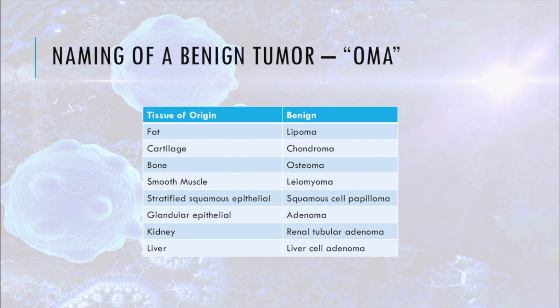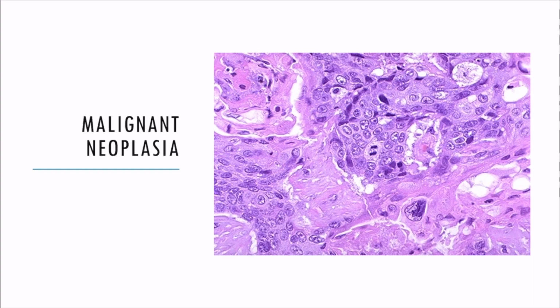So the tumor is named by the tissue of origin. And if it is a benign tumor, we put an oma at the end. That helps us identify immediately by the name that it's a benign tumor, a lipoma, an osteoma, for example.